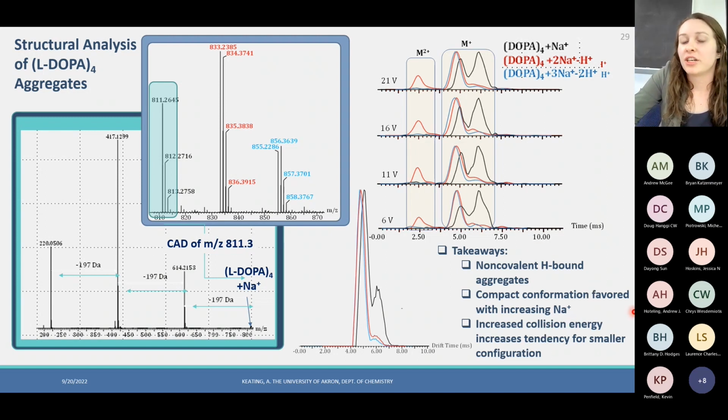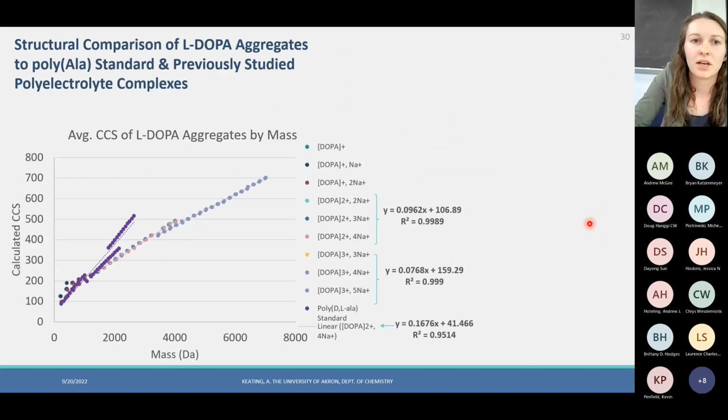This indicated that increasing the collision energy increased the tendency for the smaller configuration, or lowered the activation energy barrier for the species to favor the same state that the sodium was able to provide for those oligomers or aggregates. If we look at the collision cross-section of those species, they're actually different by about 30 angstrom squared, which is a pretty large difference for a small ion.